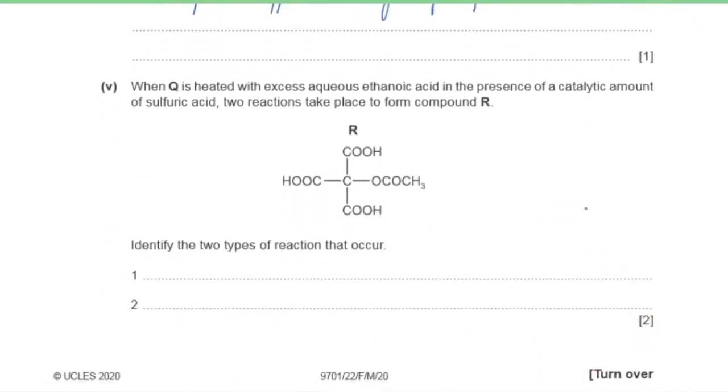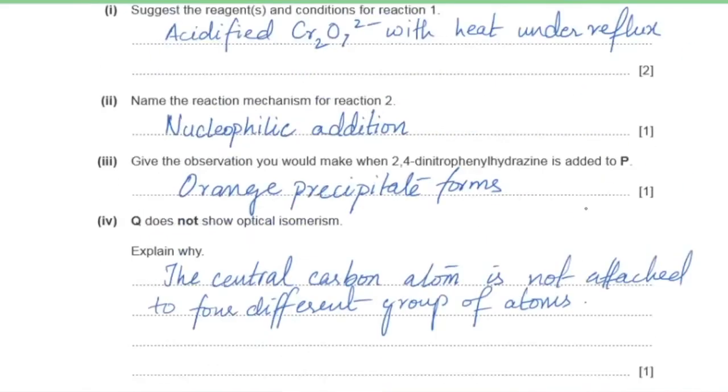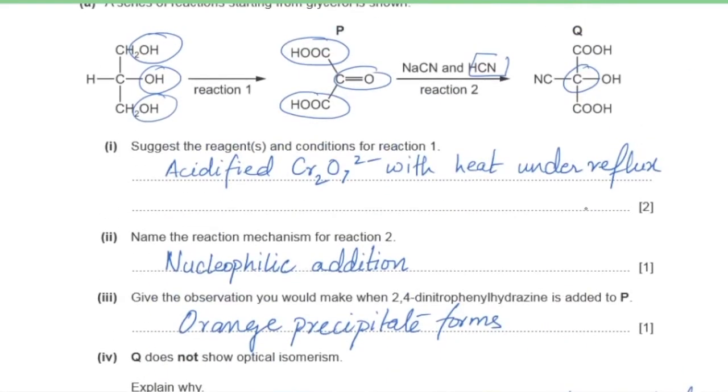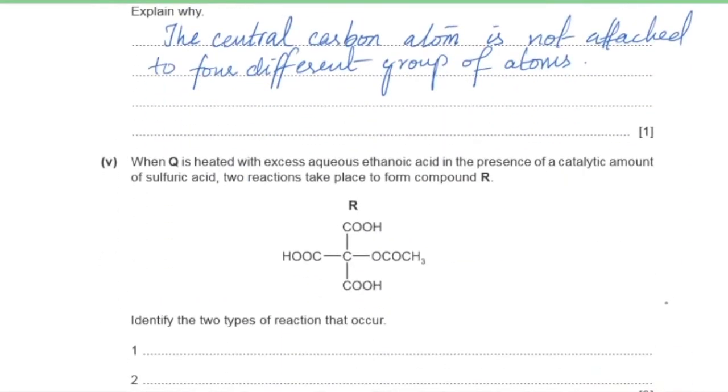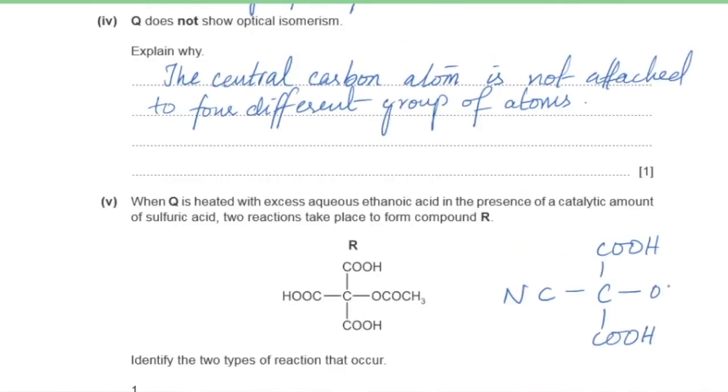Part 5.1, Q is heated with excess aqueous ethanoic acid in the presence of a catalytic amount of sulfuric acid. 2 reactions take place to form compound R. So Q has 2 carboxylic acid groups, 1 nitrile group. There is this nitrile group, 2 carboxylic acid groups, and an alcohol group.